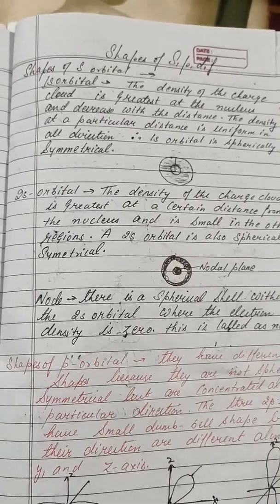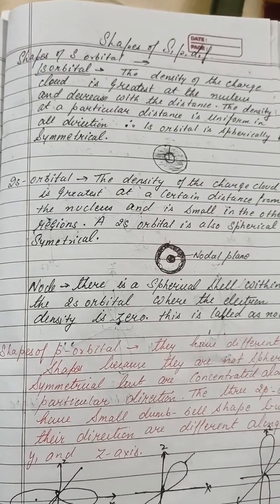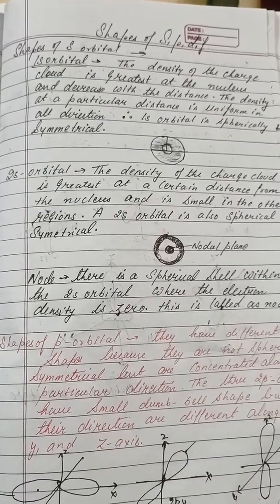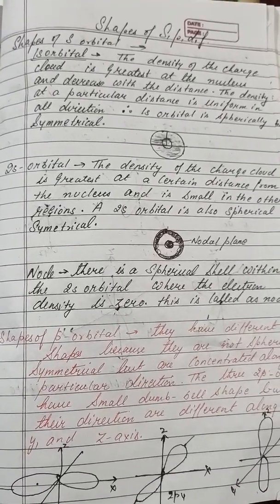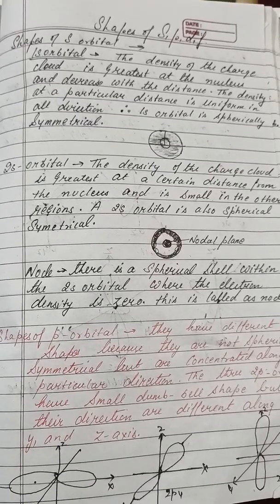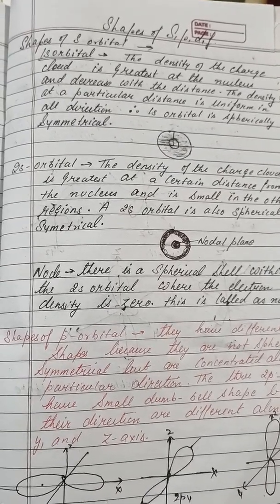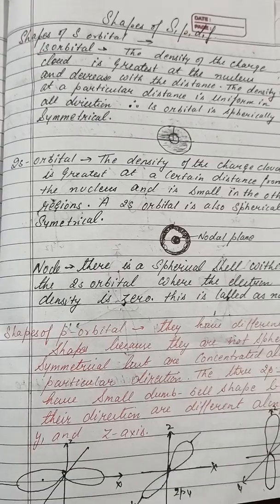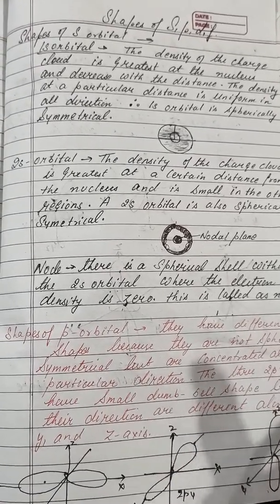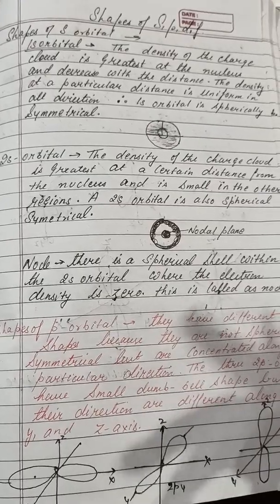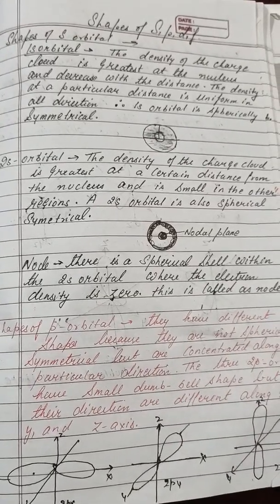Hello, good afternoon students. In structure of atoms, today we will start the shapes of SPDF orbitals. Let's first talk about the shape of the s orbital. In an s orbital, 1s, 2s, this type of shapes are coming and they form a node. Okay, so let's start with the 1s orbital.